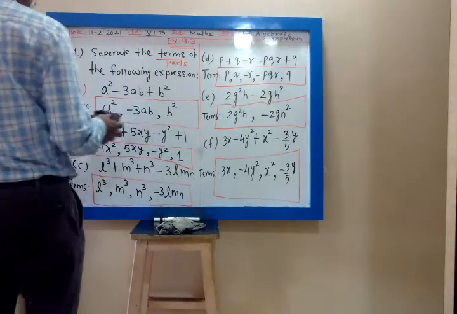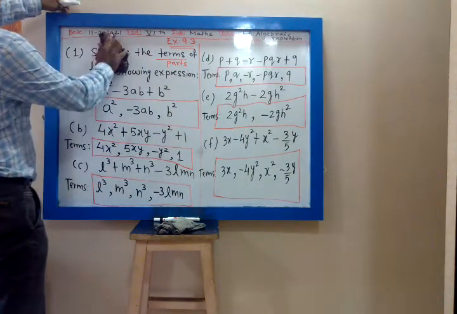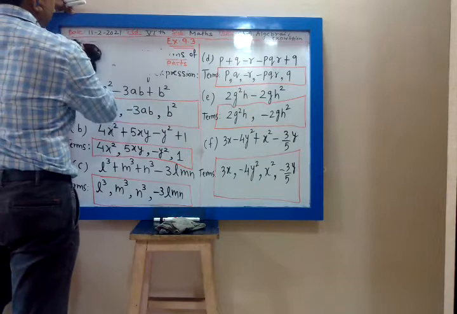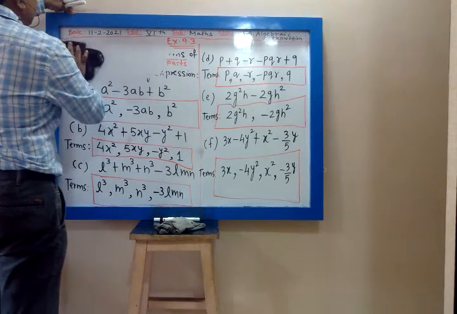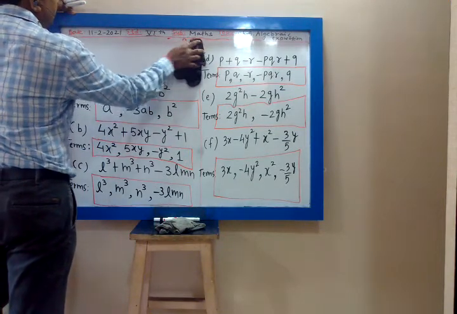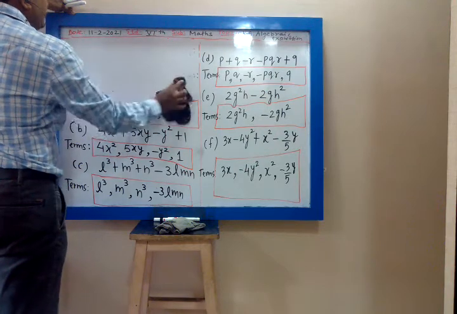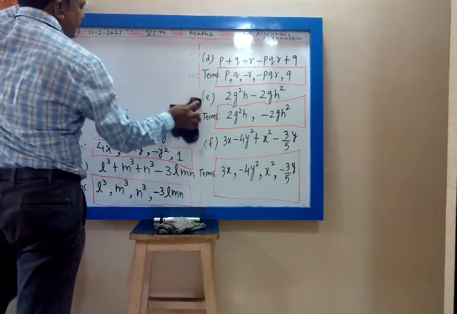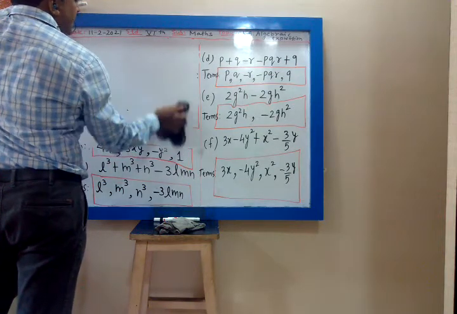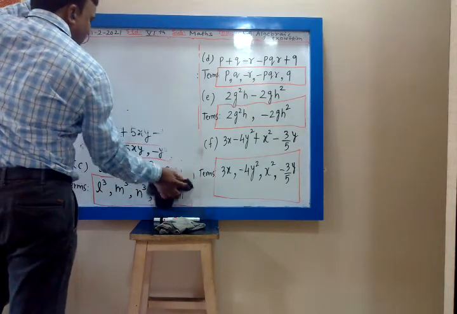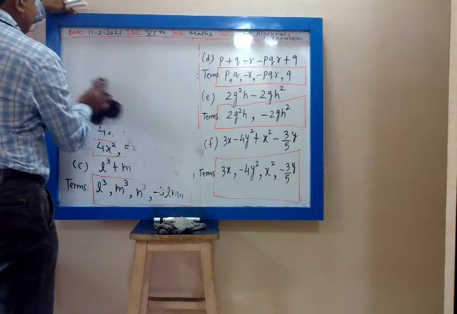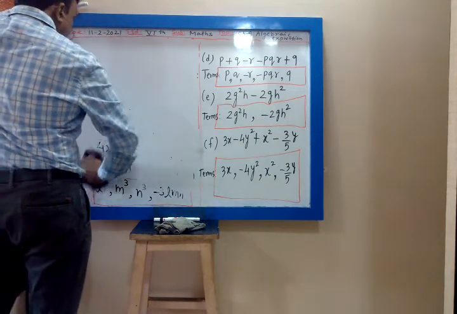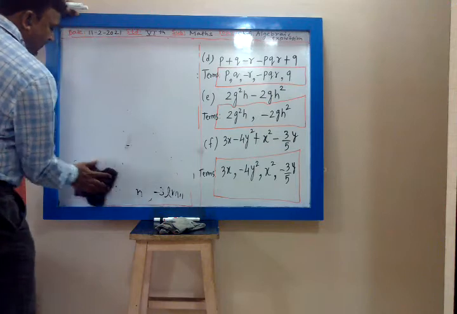So you remember, in mathematics we don't write plus 2, we write simply 2. 2 means it is plus 2. So in mathematics, no sign means plus sign, and no power means one power.